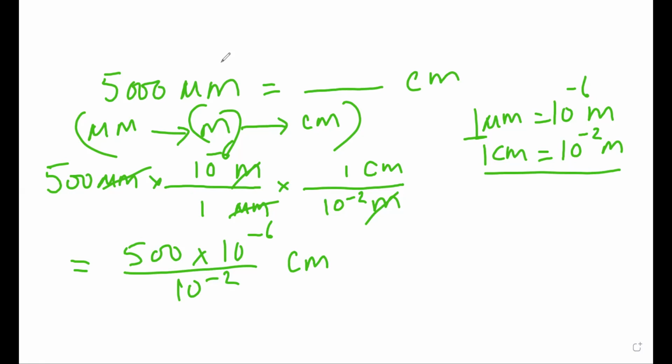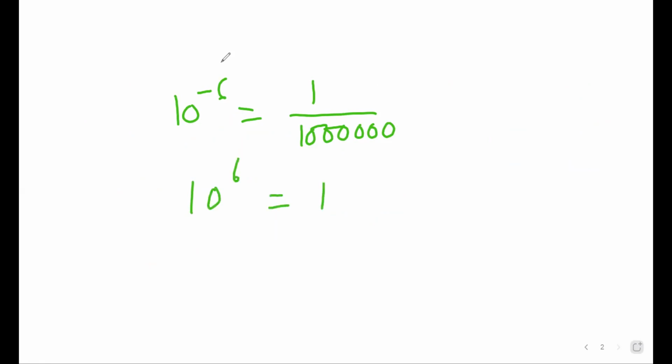All right, so make sure you know how to type scientific notation on your calculator. And just to remind you what scientific notation means, if you have 10 to the negative 6, that means 1 over a million, 1 over 1 with 6 zeros. If this was 10 to the 6, then that would be 1 with 6 zeros, in other words, a million. So if I had 2 times 10 to the 6, that would be 2 million.